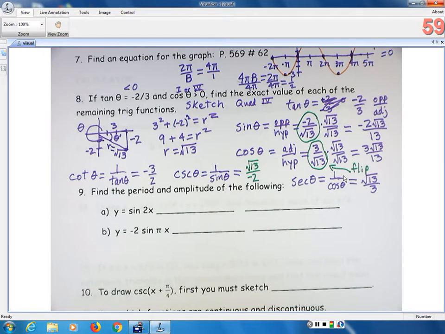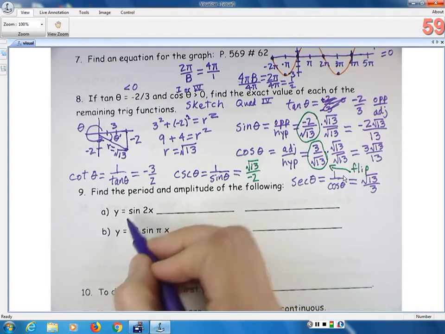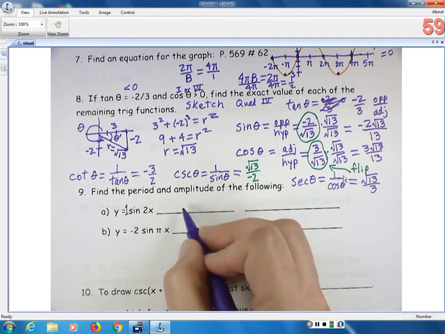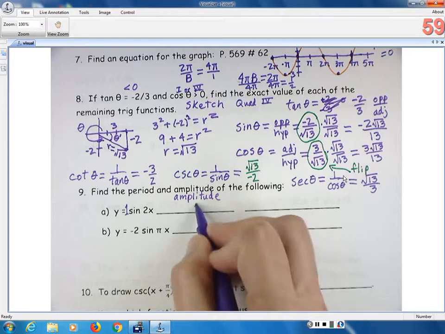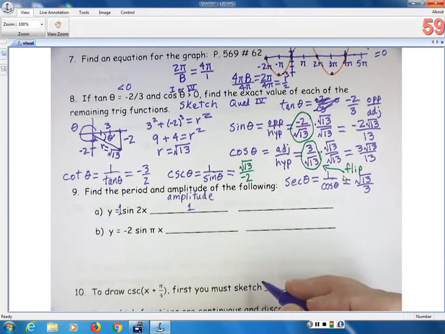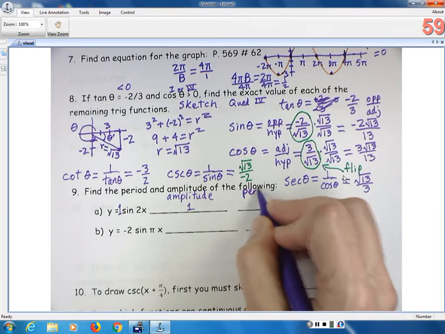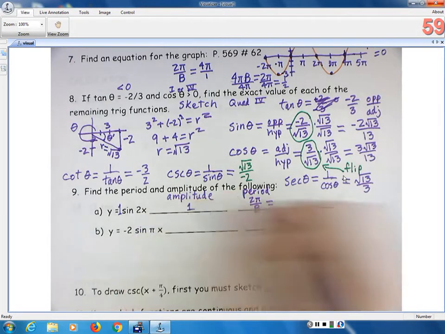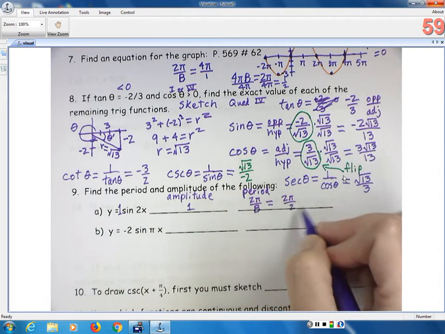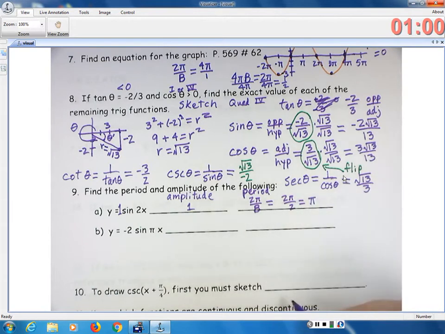All right, find the period and amplitude. So the period and amplitude are the following. The amplitude of 1 times sine 2x, the amplitude is 1. So this will be the amplitude. The period is 2 pi over B. And B here is 2, so 2 pi over 2 is pi.